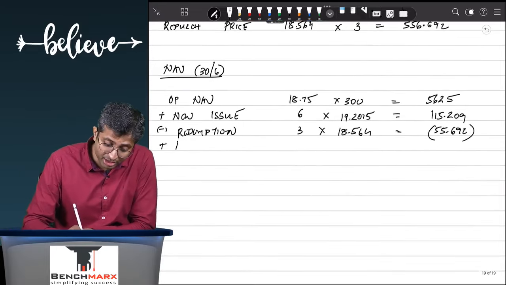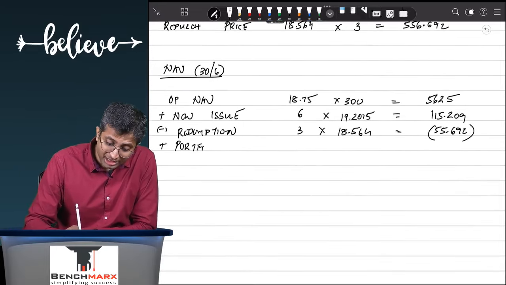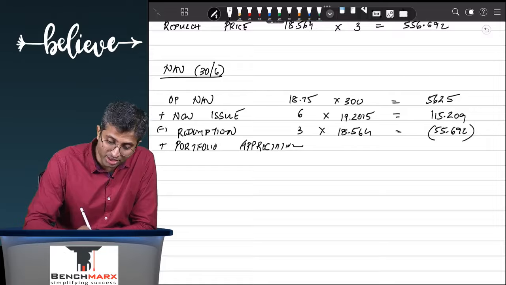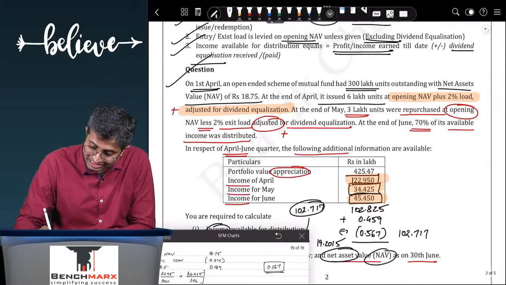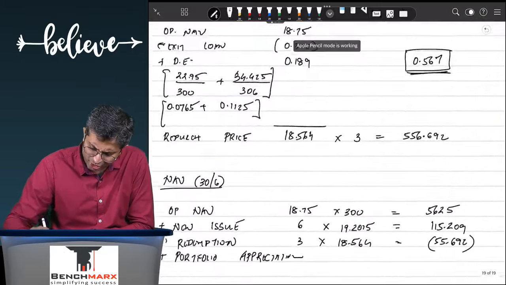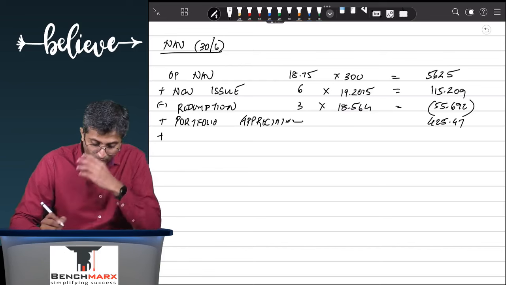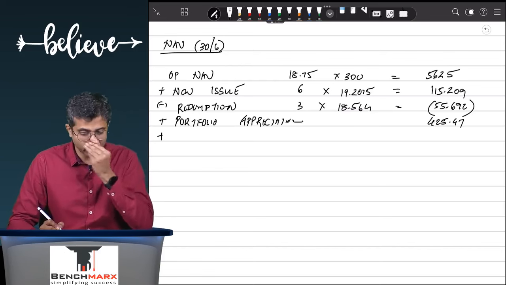However, during the period there is a portfolio appreciation that will increase your NAV. So your portfolio appreciation will be taken directly. So how much is the value of portfolio appreciation? I guess this is 425.47. So you will add this 425.47, and then comes a question on what will you add for the income available.